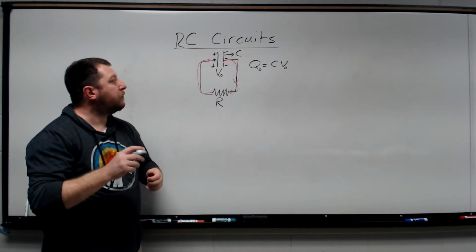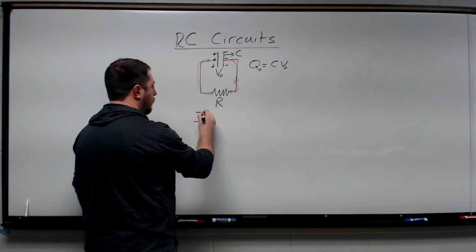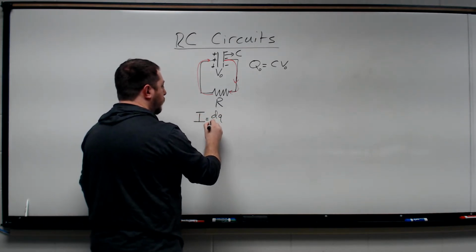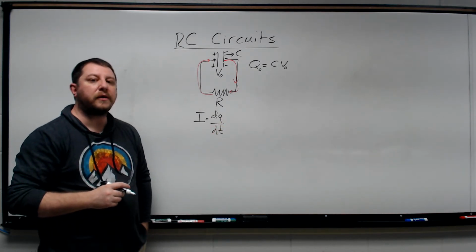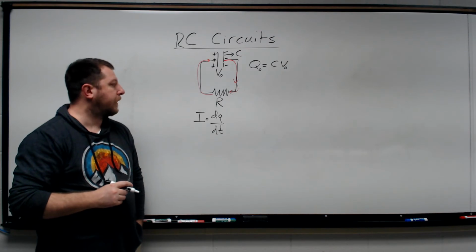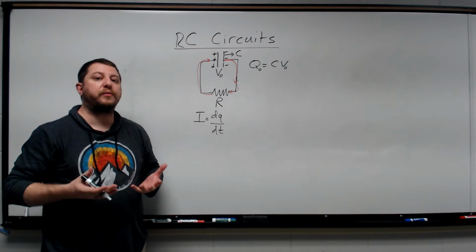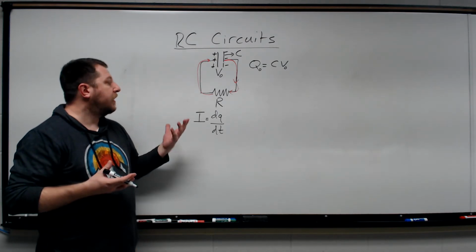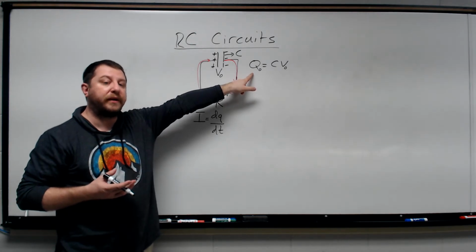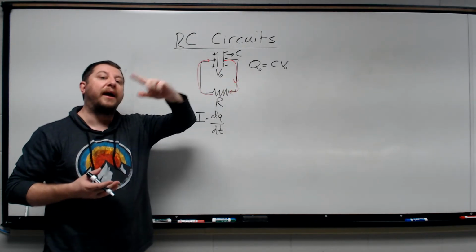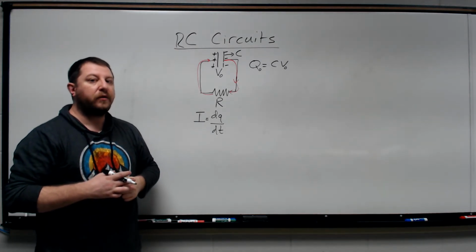Remember that the definition of current is equal to the derivative of the charge with respect to time. So keep this in mind. What we're going to do is derive a differential equation that describes how the charge on the capacitor plates changes, and from that we will infer all of the other quantities. So here's how we're going to do it.